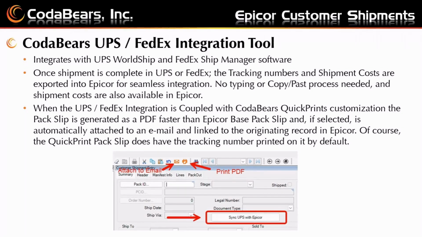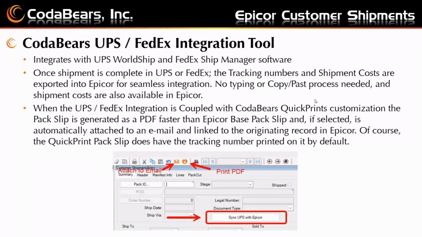So once you complete the shipment in UPS or FedEx, you can just push a custom button in Epicor. It's right here. You can see where it says sync with Epicor, and that is going to synchronize those tracking numbers with the pack slips automatically. So if you made 10 UPS shipments, once you push that button, it's going to sync them all back into the proper pack slip without having to go and manually get them and put them into Epicor.